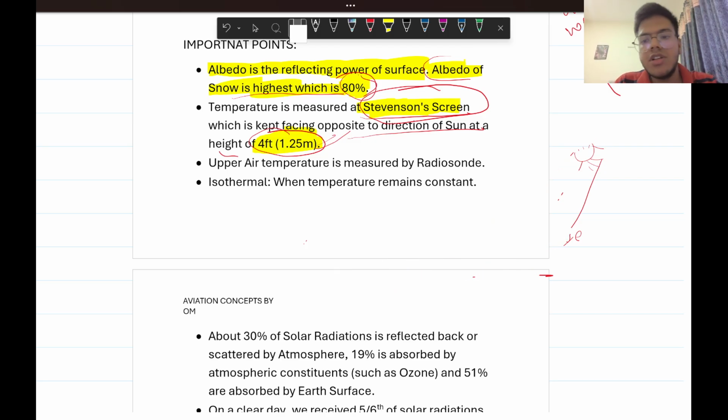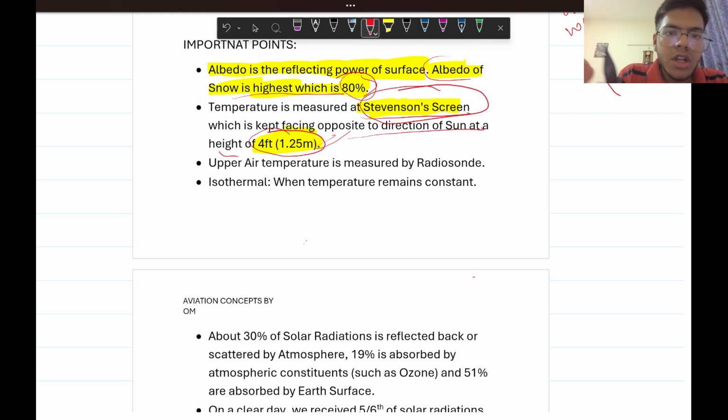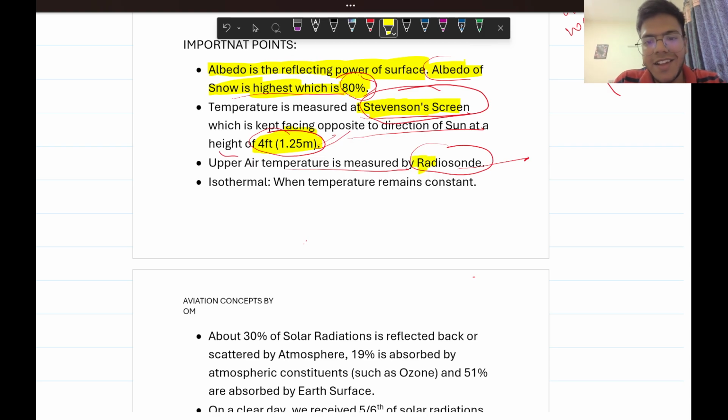And guys, this Stevenson's screen is very important from your exam point of view. It is 4 feet above the ground and opposite to the sun. Temperature is measured by the Stevenson's screen. Now guys, there is one more device, which is the radiosonde. Upper air temperature is measured by the radiosonde. There is nothing to explain here. You have to remember this name, radiosonde.